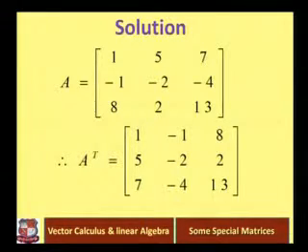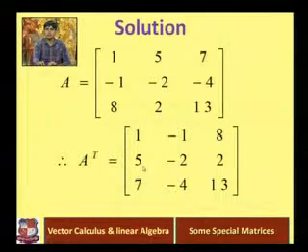In the transpose, we interchange rows and columns. The first row is 1, 5, 7, so in A transpose it is 1, 5, 7 in the column. The second row, minus 1, minus 2, minus 4, in A transpose is in the column, minus 1, minus 2, minus 4. The third row, 8, 2, 13, in A transpose is 8, 2, 13 in column form. So that is the A transpose of the given matrix A.